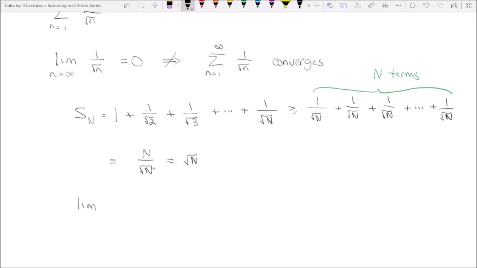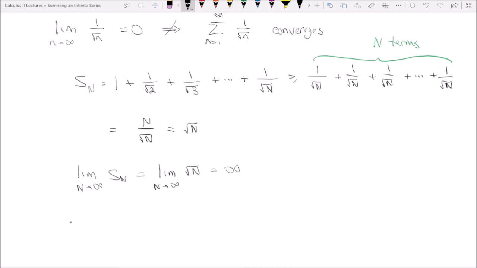Now if we take a look at this limit, that is infinity. This means that this series diverges.